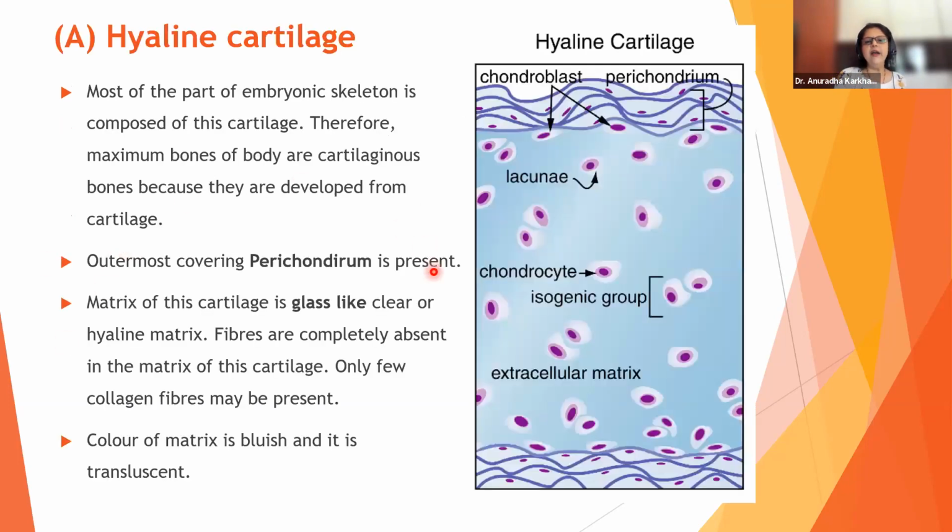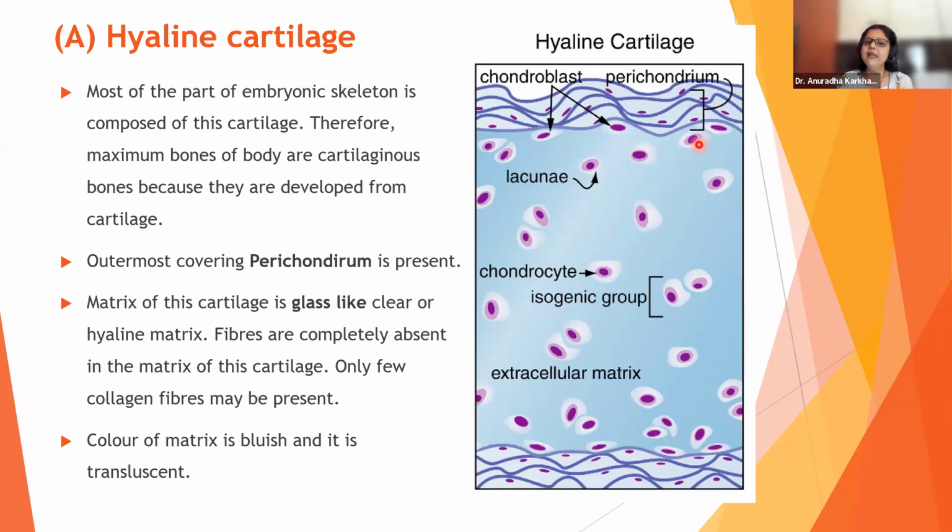See, this is the hyaline cartilage. It looks like this under the microscope. Most of the part of the embryonic skeleton is composed of hyaline cartilage. Therefore, maximum bones of the body are cartilaginous bones because they are developed from this cartilage. Outermost covering is called as perichondrium. You can see over here, this is going to be called as perichondrium. Correct? Matrix of this cartilage is glass-like, clear or hyaline.